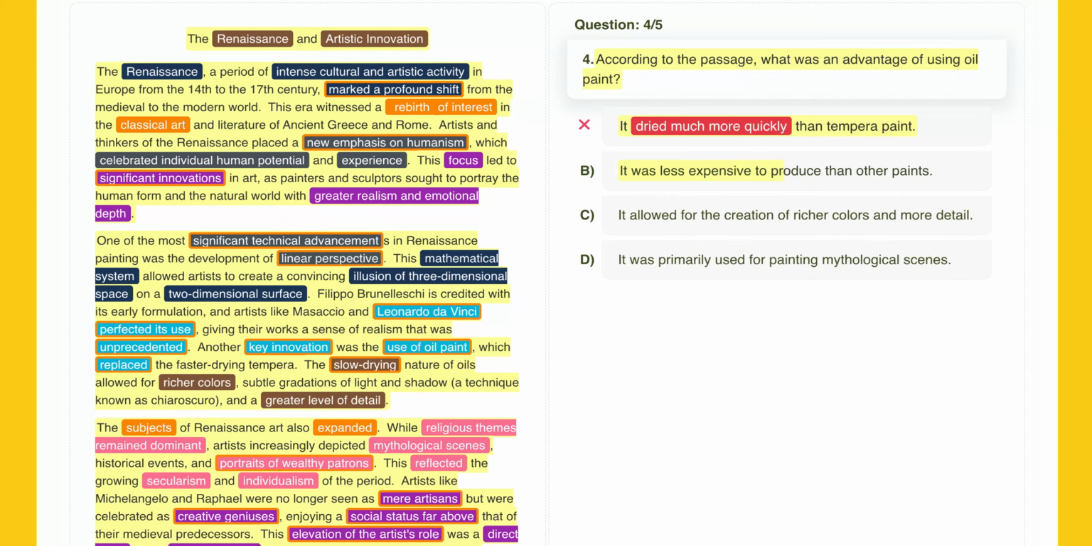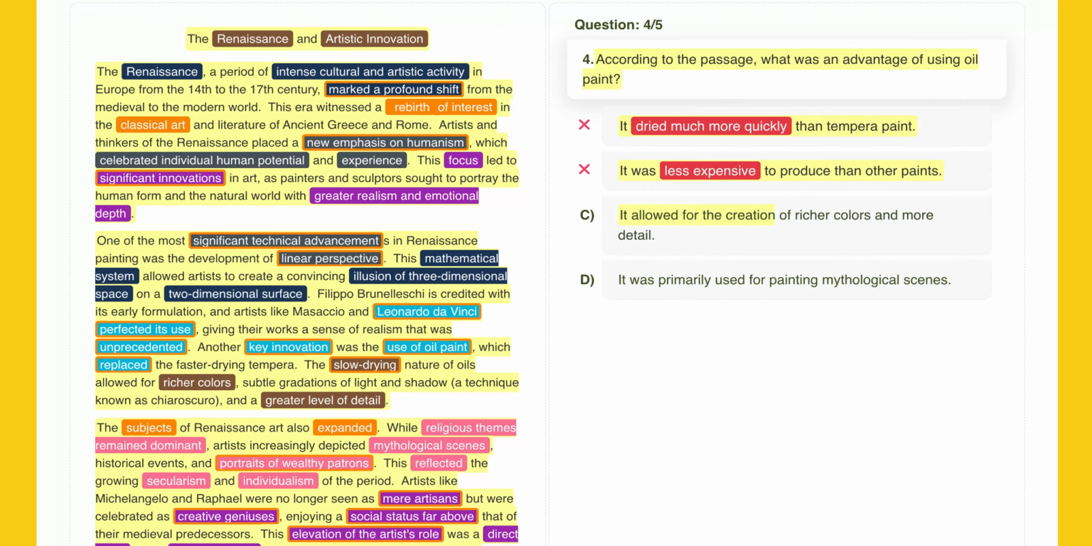It was less expensive to produce than other paints. Option B mentions it was less expensive. While this might be true in history, the passage never mentions the cost of paint. Remember, in TOEFL reading, if it's not in the text, it's not the answer. Incorrect. Now, let's evaluate option C.